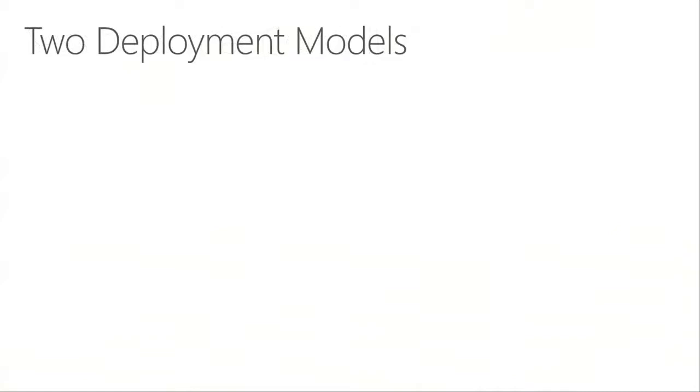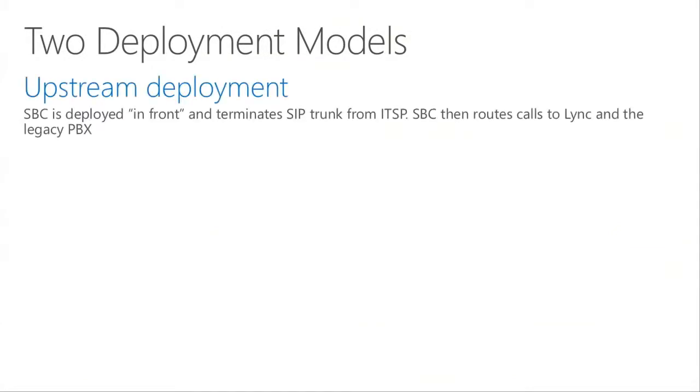So there's two SBC deployment models that we see out in the industry. And the first one is an upstream deployment, where the SBC is deployed in front of all the voice infrastructure and terminates a SIP trunk from the ITSP. And then that SBC will route calls to Lync and the legacy PBX. And we typically see this type of scenario integrated with Active Directory, where we can make a call routing decision based on whether the user is enabled for Lync Enterprise Voice or not.